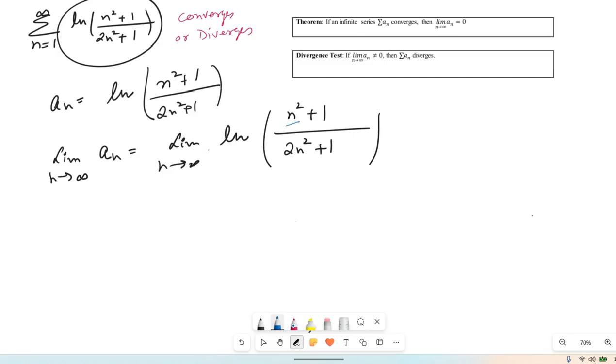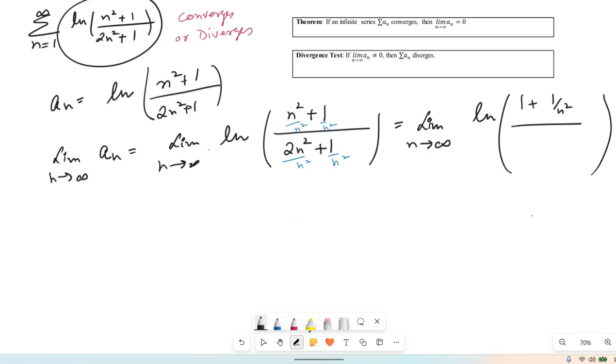The highest power of n in the denominator is n square. Divide everywhere by n square. So this limit can be written as the limit as n approaches infinity of log of (1 plus 1 by n square) by (2 plus 1 by n square). As n approaches infinity, 1 by n square will approach 0 and 1 by n square here will also approach 0. So basically, we will be only left with log of 1 by 2, which is just a constant, okay? And clearly, this is not equal to 0.